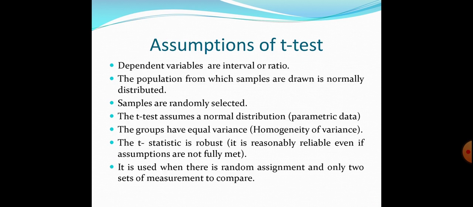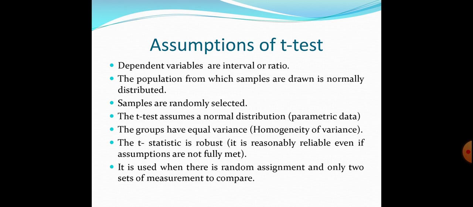Now, what are the assumptions of the t-test? Dependent variables are in intervals or in ratios. The population from which the samples are drawn is always assumed to be normally distributed, that you have studied in the definition also. Samples are randomly selected. The t-test assumes a normal distribution or parametric data.